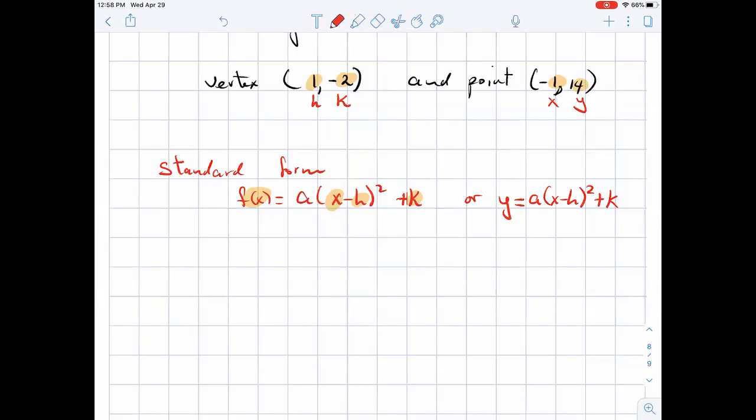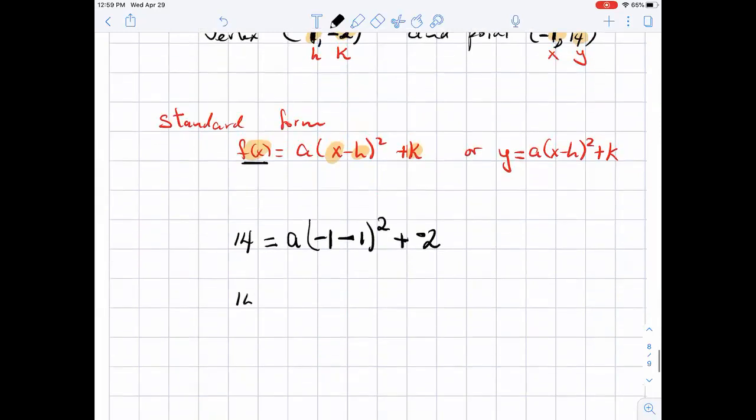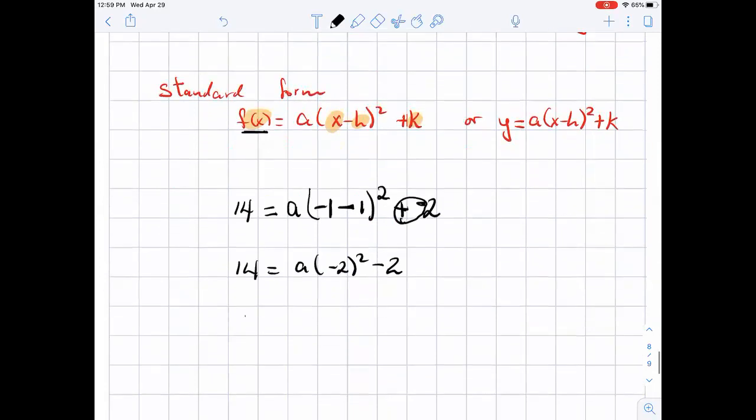So let's plug in and see what happens. Instead of f of x, it's the same as y, so I'm going to plug in 14. We don't know what a is, so I'm going to leave it as a. X is given to us, it's minus 1. Minus h, where h is given to us as 1, so that's 1. Square it, plus k, which is given to us as negative 2. If we simplify this, we have 14 is equal to a times (-2) squared minus 2, which is 14 equals a times positive 4 minus 2, the way we usually write it: 14 equals 4a minus 2, right?